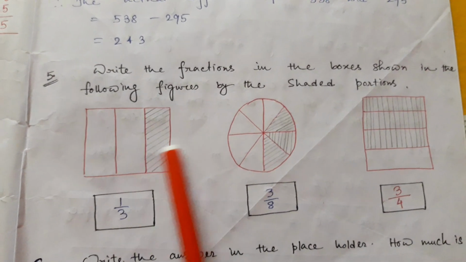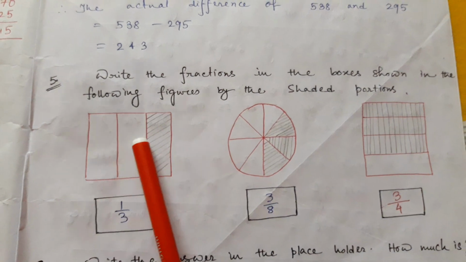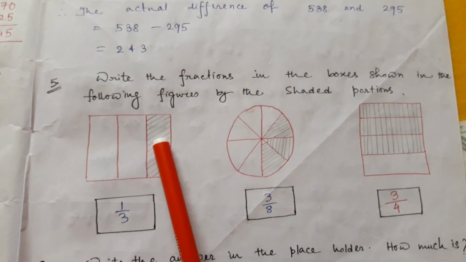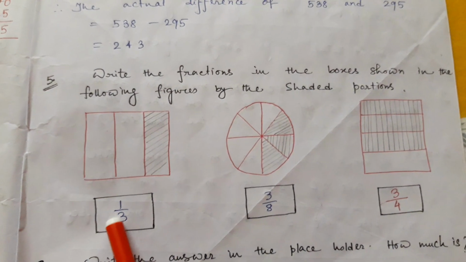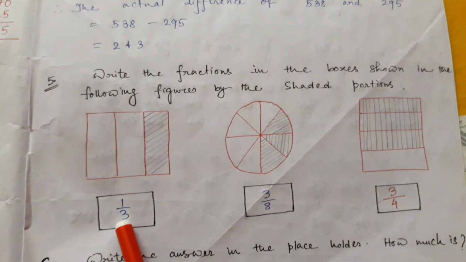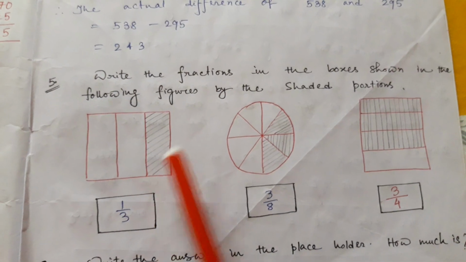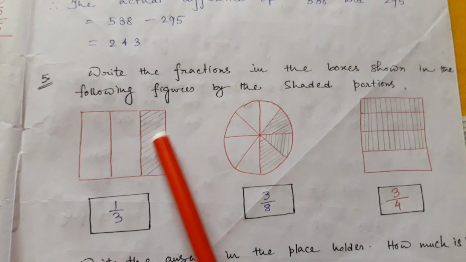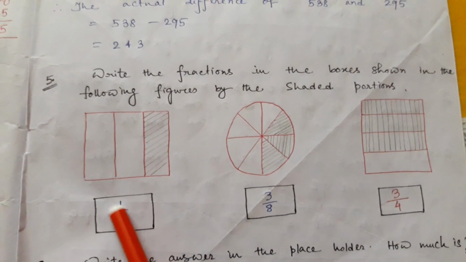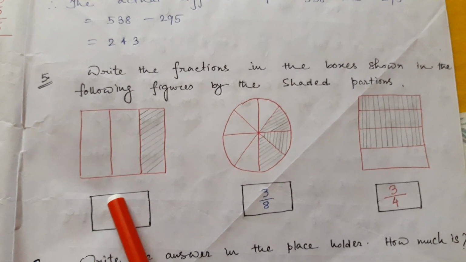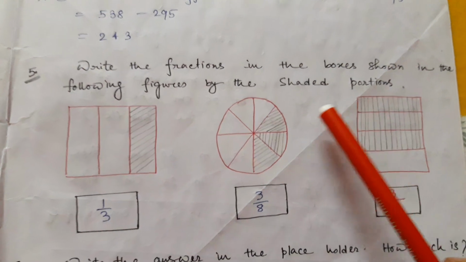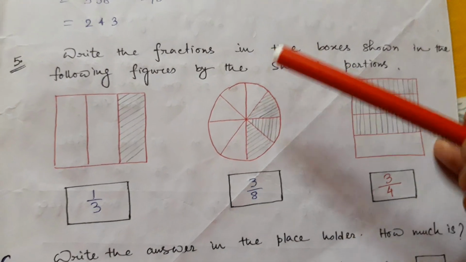Now how many portions are there? See, 1, 2, 3. Okay, so 3 portions are there, so we will put 3 as its denominator part. And how many shaded portions are there? See, only one shaded portion is there, so we will put 1 as its numerator. Okay. Now the next figure, how many total portions are there?